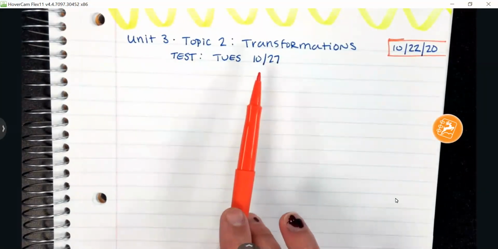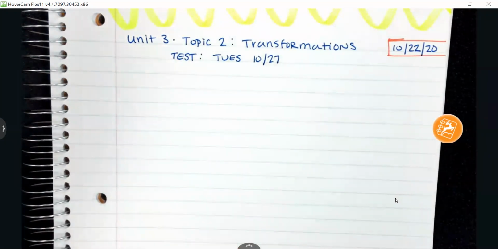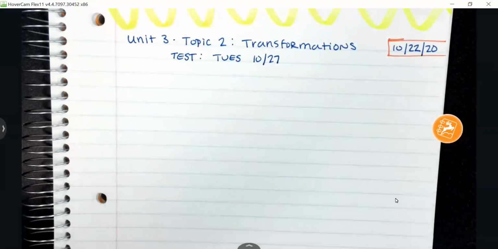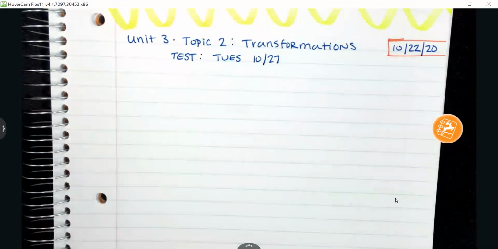Your test is Tuesday. That means we have today, we are graphing tomorrow. On Monday, you will have a test review over topics 1 and 2, and then your test is Tuesday. Y'all, the end of the quarter's next Friday. So if we fail this test, it could mean bad news, okay? So here we go.